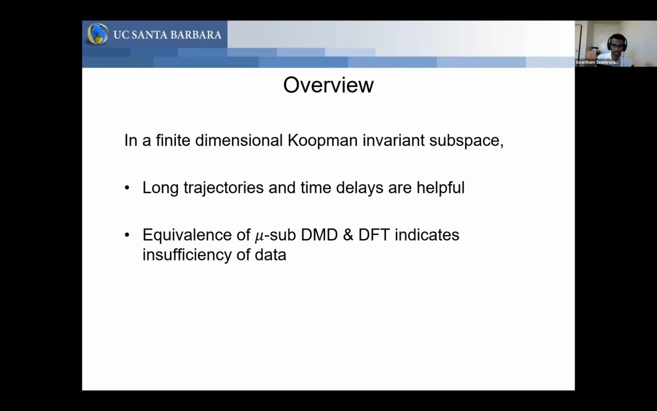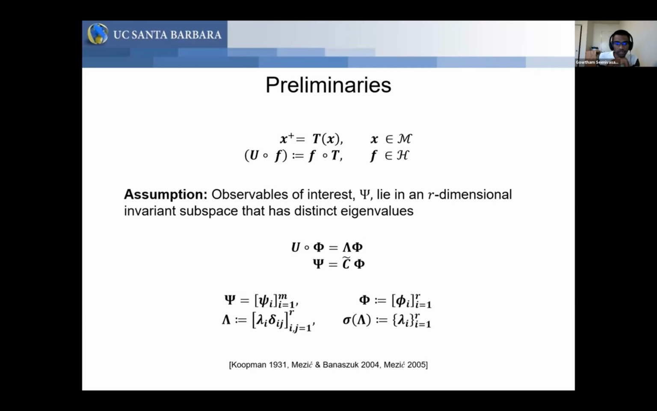Here's a high-level overview of this talk. If you have observers in a finite dimensional Koopman invariant subspace, then using long trajectories and many time delays will help you get a reliable analysis. And secondly, you can use the equivalence of mean subtracted DMD and DFT to tell you when you need to sample more.